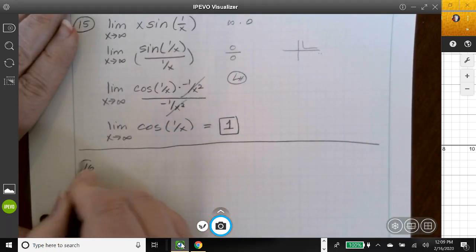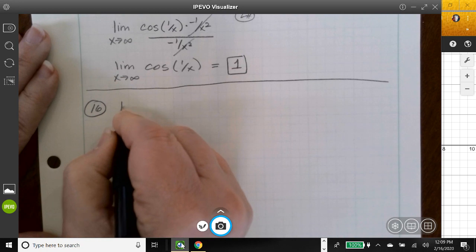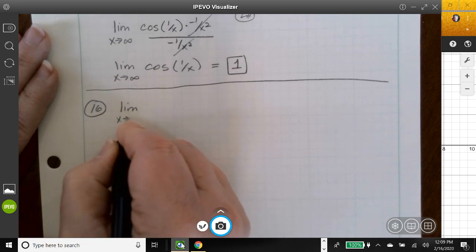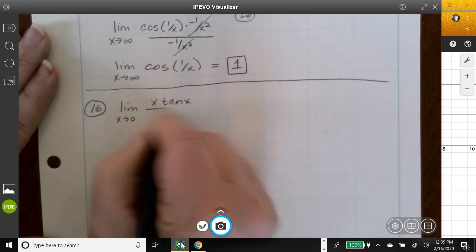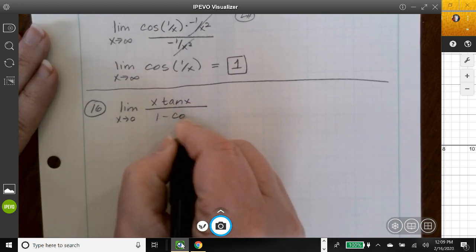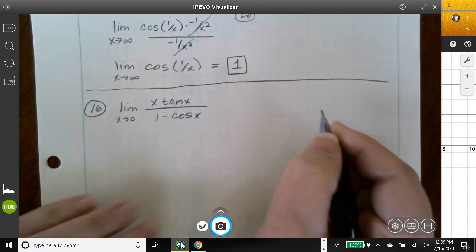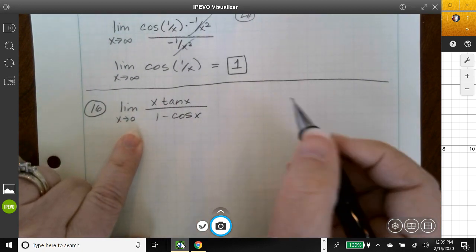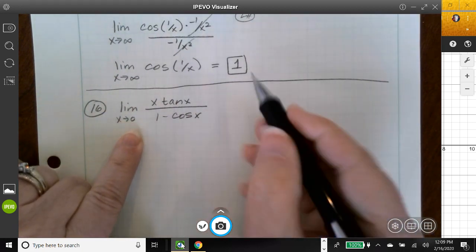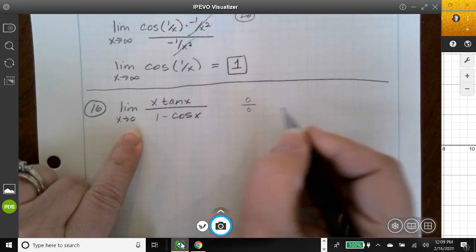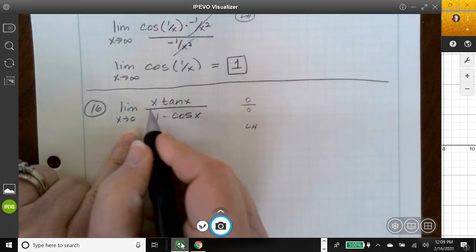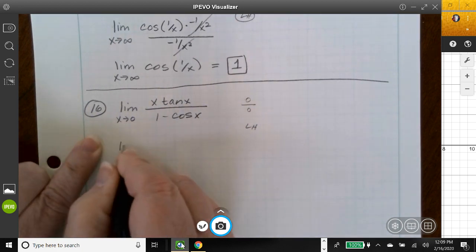Number 16. The limit as x approaches 0 of x times the tangent of x over 1 minus the cosine of x. So what happens here when I plug in 0? Well, that's 0 over 1 minus the cosine of 0, which is 1, so 0 over 0, so we can use L'Hopital's rule here. And yes, I have to use the product rule in the numerator.